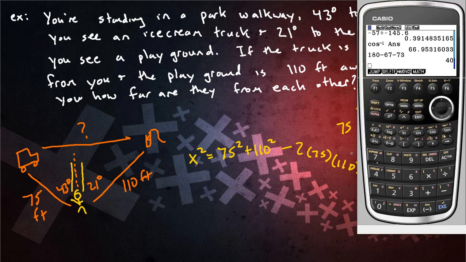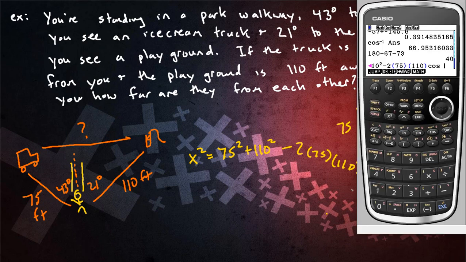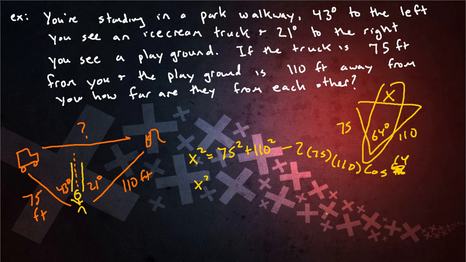Type that all in. Plus 110 squared, 2 times 75, 110 cosine, what did I say that angle was? 64? Yep, 64. All right, we get this big number, 10,491.